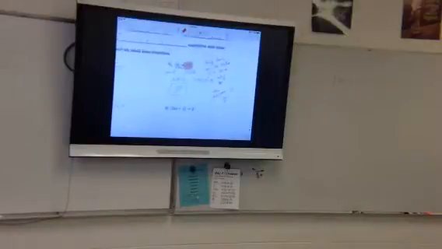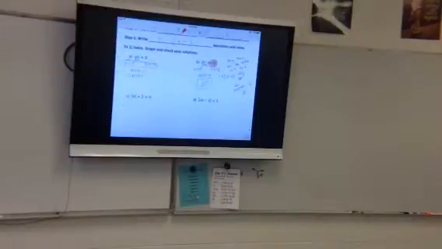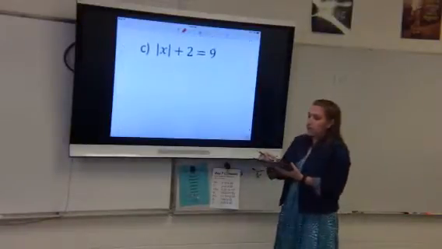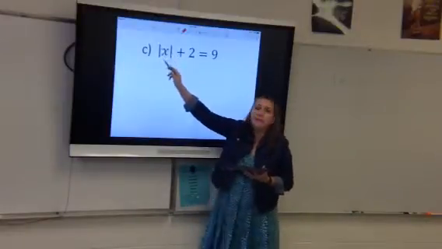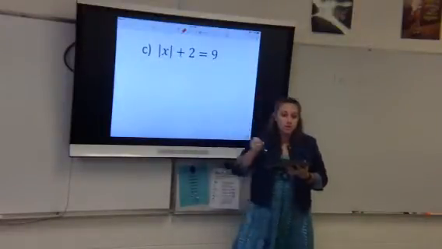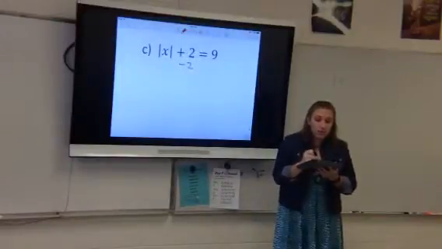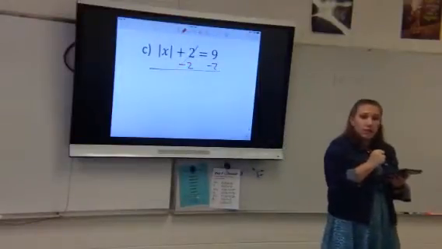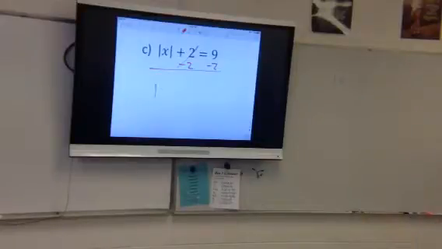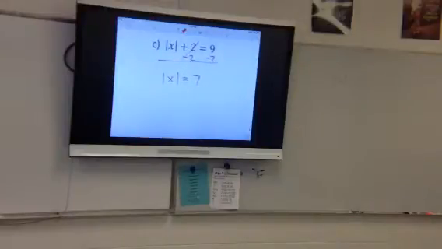All right, we're going to go down and let's try C now. Step one is to isolate. So how do I isolate the absolute value? You subtract 2 from both sides. Good, so we're going to subtract 2 from both sides. So those cancel. So I have the absolute value of x equals 7. So step one, isolate. Step two, now write your two equations, your positive and your negative. So x will equal 7, and x will equal negative 7.